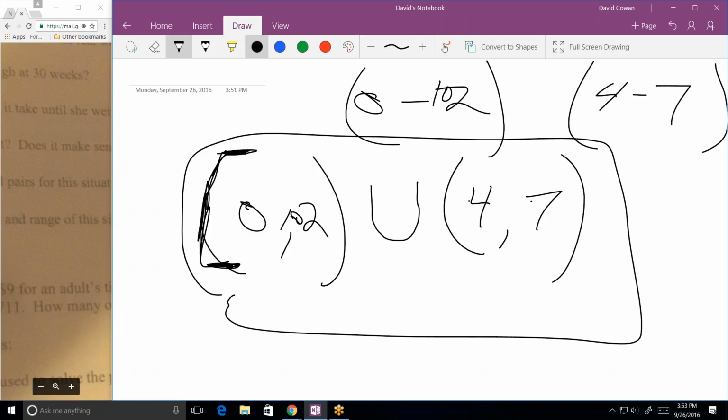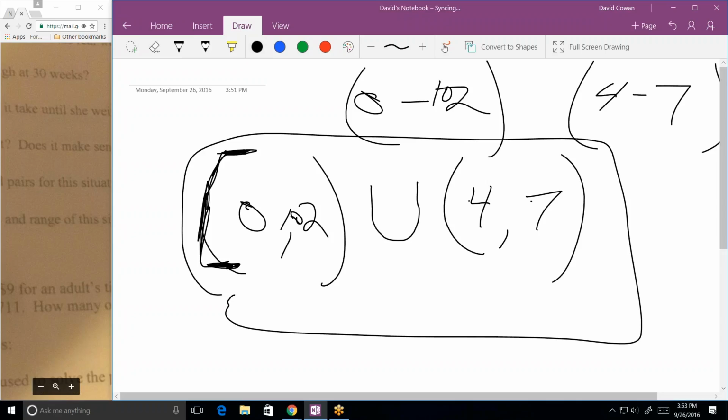Oh, I know why it was 2. I was just making this problem up. And in our case, it was whatever. But the distinction between a bracket and a parentheses is just that. If the x can be the value on this end of the interval, then you use a bracket. If it can't be, use a parentheses.